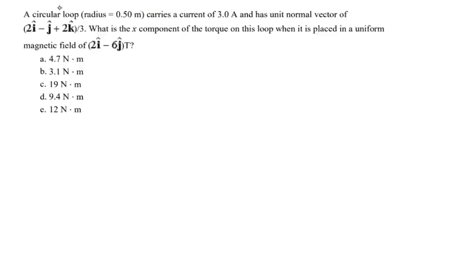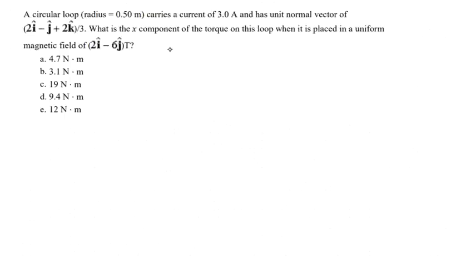This question says a circular loop of radius r carries current I and has a unit normal vector n. What is the x component of the torque on this loop when it is placed in the magnetic field B? Okay, we are asked to calculate the x component. Before we do that, let's write down our parameters.